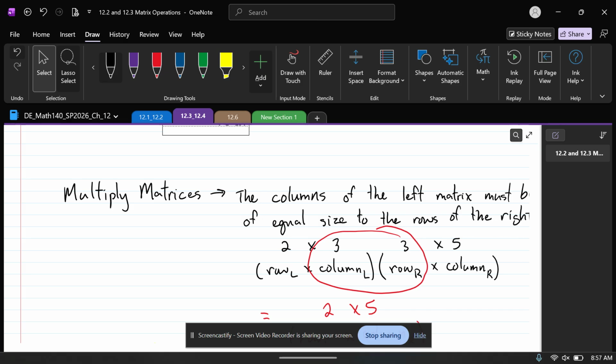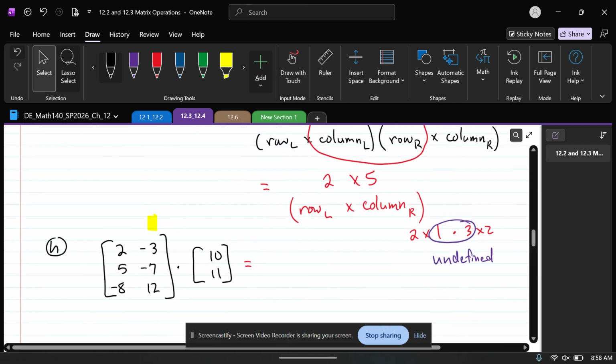What happens is if those two numbers match, the solution is going to be the size row left by column right. So a 2 by 3 times a 3 by 5 gets you a 2 by 5 when you get done. Okay? So good news about doing it with the calculator is it'll give you an error if it can't be done. It'll just tell you dimension mismatch, can't do it.